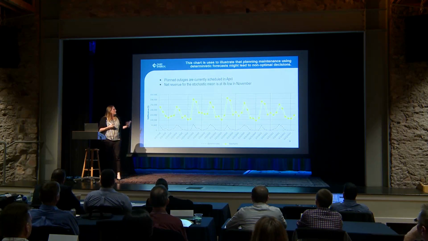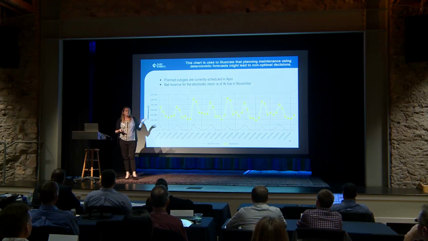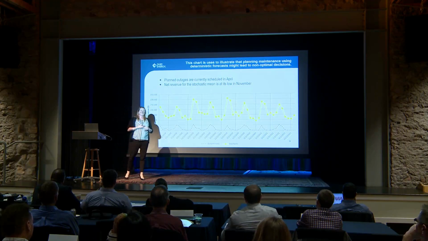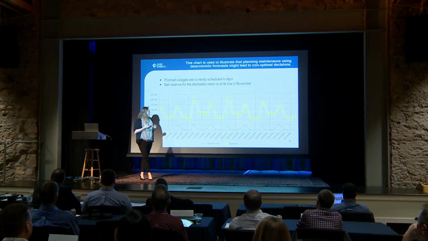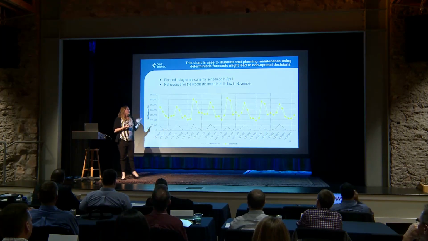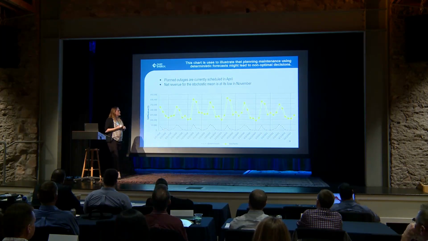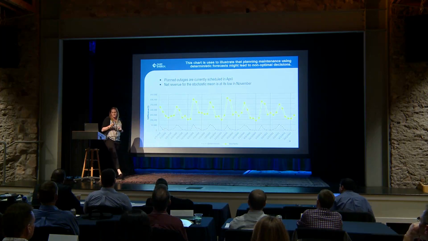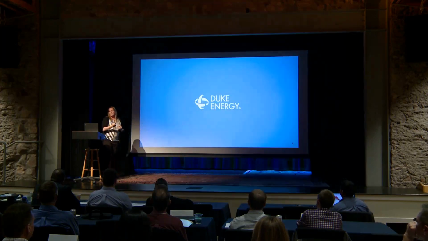So you can use it to consider whether we should move our planned outages to a different month that you wouldn't necessarily have seen in that deterministic case. Now, maybe there's other reasons that you don't want to move to November. Maybe you have other outages scheduled, but it's just another way that we can use stochastics to inform our customers. And that is all I have.